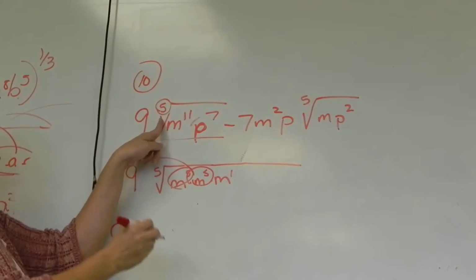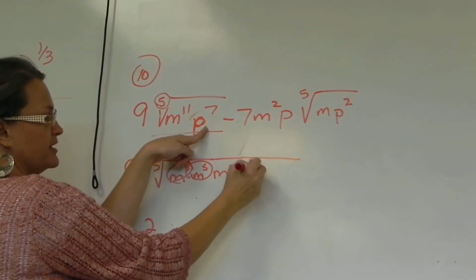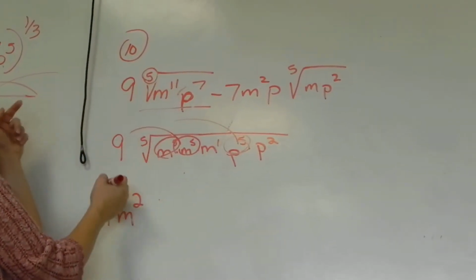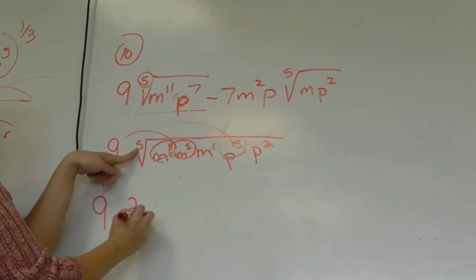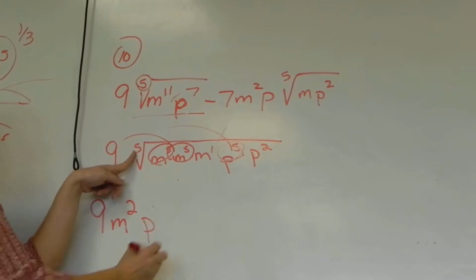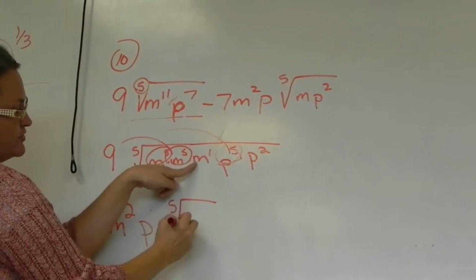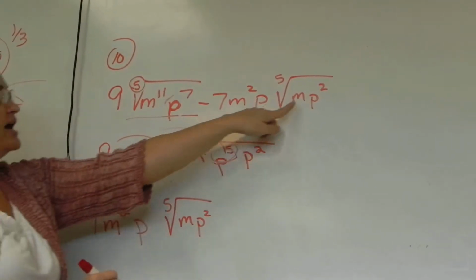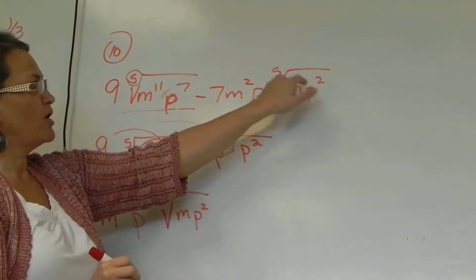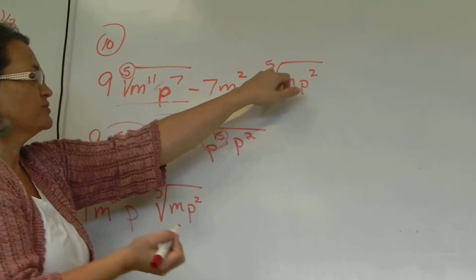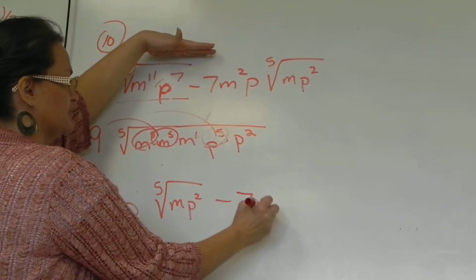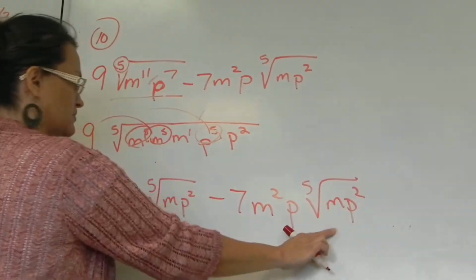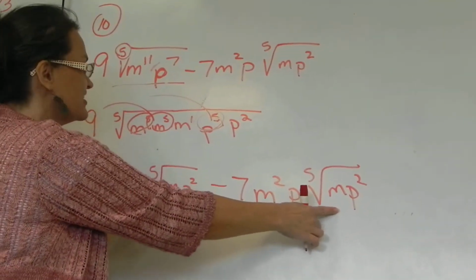Because you're doing a 5th root, P^7 would be like P^5 times P^2. There's a set of 5 P's which brings out 1, or 5 divided by 5 brings out P to the 1st. So what's left in is the 5th root of an M P squared. Now this other one, 5th root, those are smaller than the roots, so it's not going to reduce. But it just so happens to be a like radical. These two are a match.